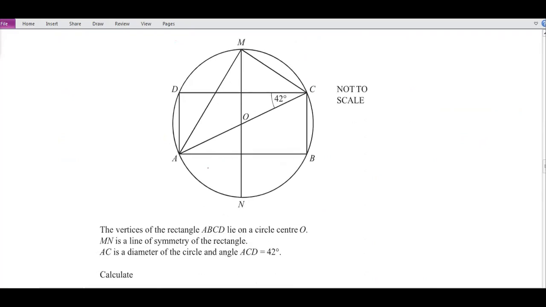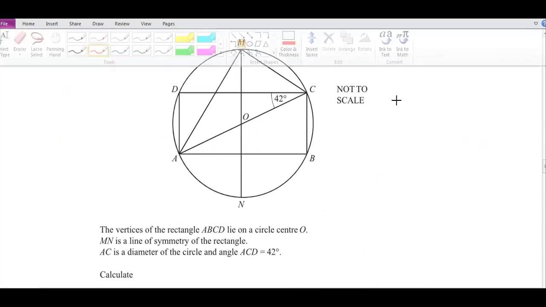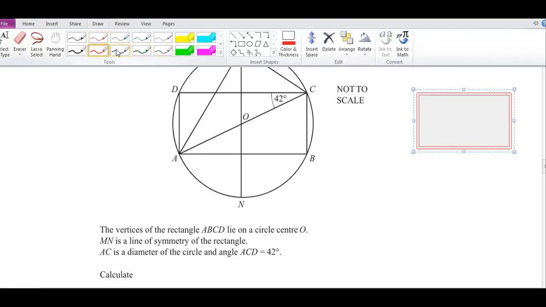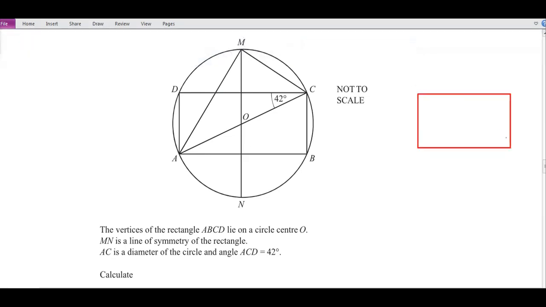Coming to this one. The vertices of the triangle ABC, rectangle ABCD lie on the circle. Now, when the word rectangle comes to your mind, remember that a rectangle has all angles of 90 degrees. I mean, this will be 90 degrees, this will be 90, this will be 90, this will be 90. So as this is a rectangle, this angle is 90 degrees, this angle is 90, and this full angle is 90 degrees.